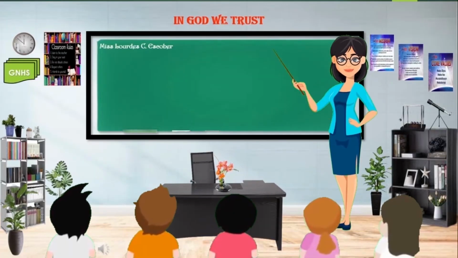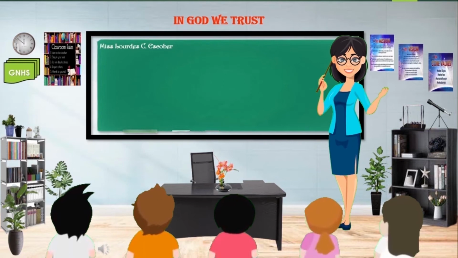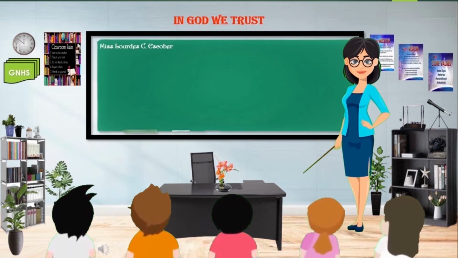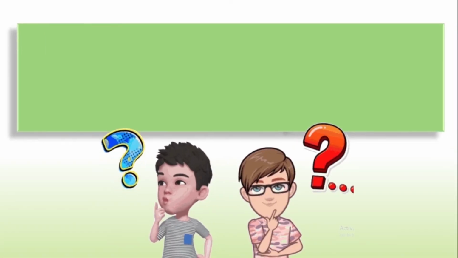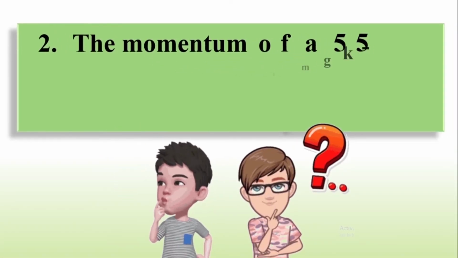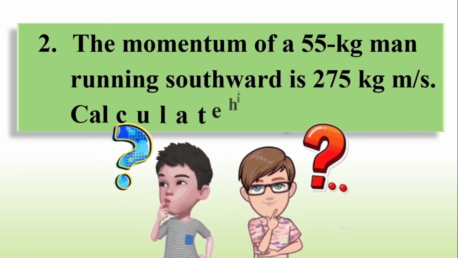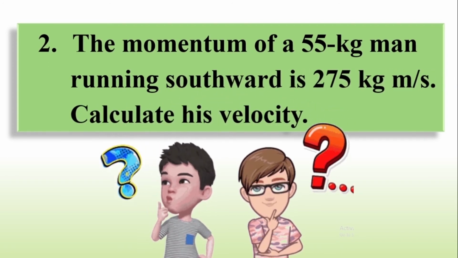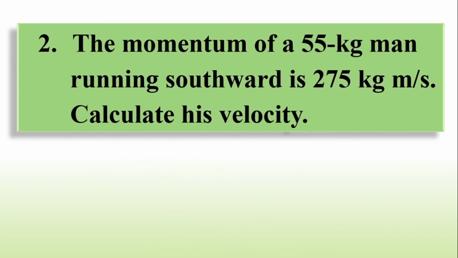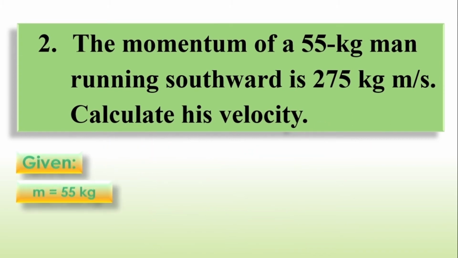Did you understand, class? Yes. Very good. Now, let us proceed to the next problem. The momentum of a 55 kilogram man running southward is 275 kilogram meter per second. Calculate his velocity. Given, the mass is equal to 55 kilograms, momentum is equal to 275 kilogram meter per second.